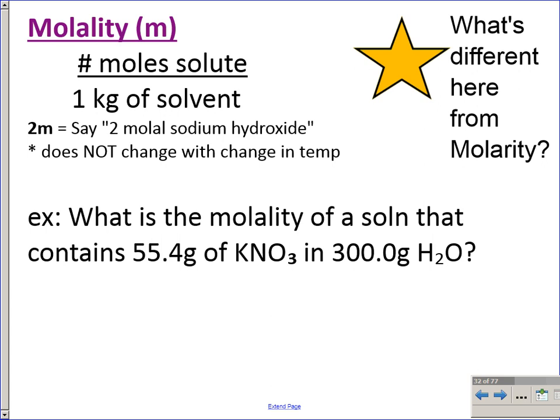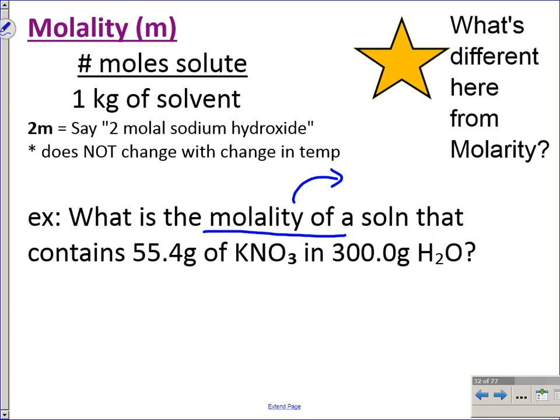All right, so we've got two totally different units here. Now, are they still representing something similar? Yes, they are still representing a concentration. We will still use it exactly the same way that we did molarity if we needed to. Okay, so what's the molality of a solution that contains 55.4 grams of potassium nitrate in 300 grams of water?